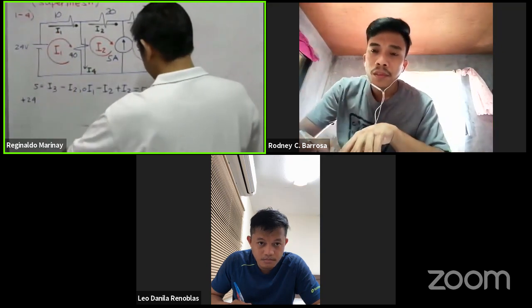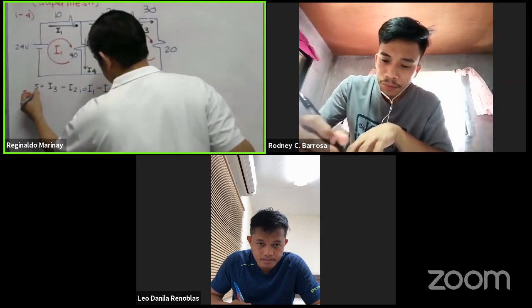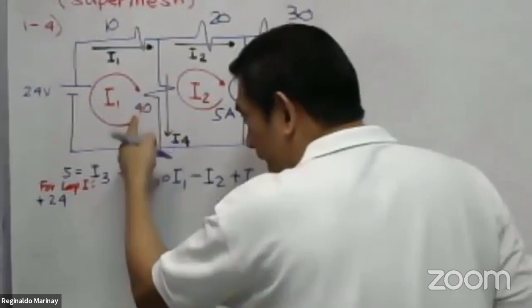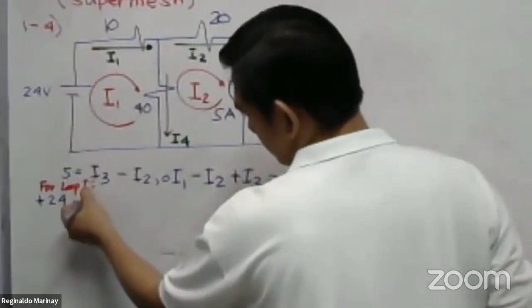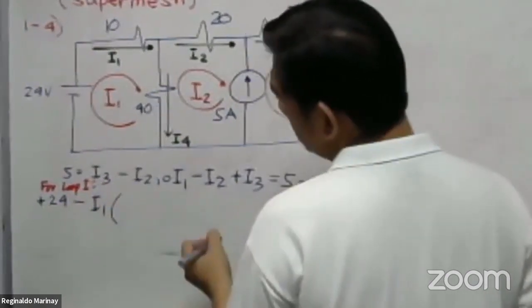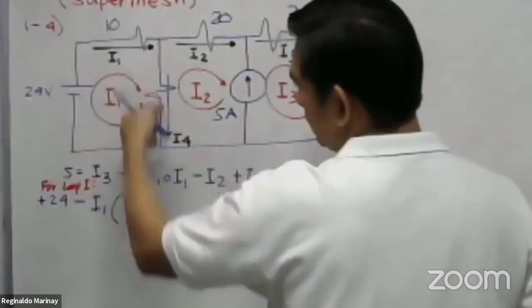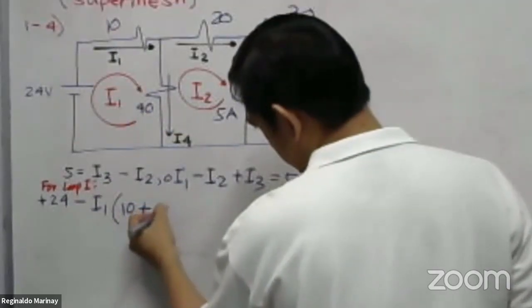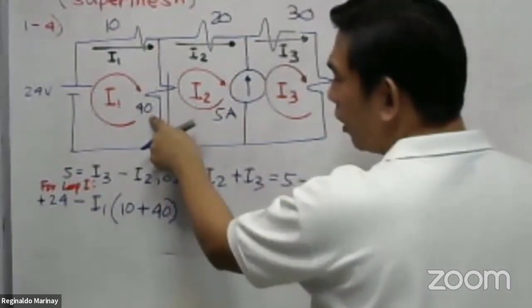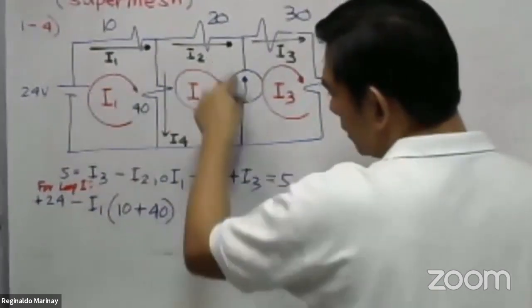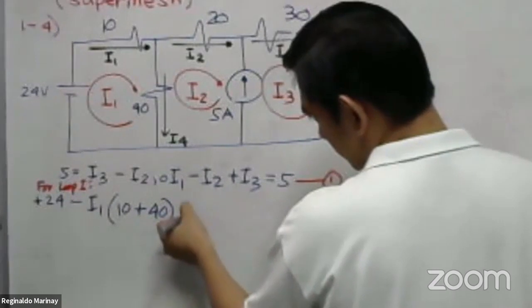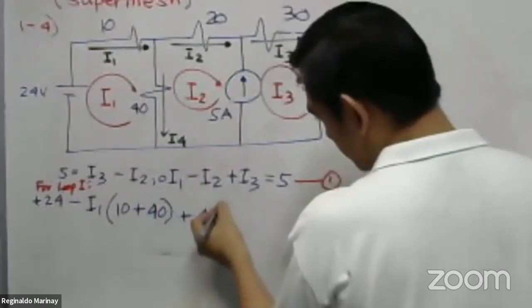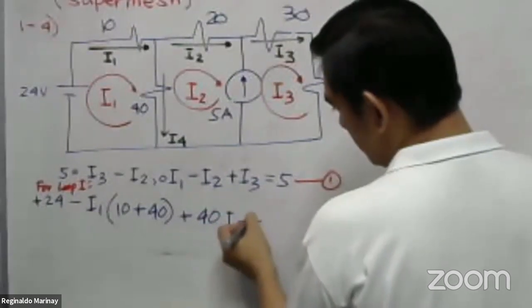So that is 24. We already derived this: make the circulating current automatically negative, so that is our I sub 1, then multiplied by the loop resistances. We have 40, that is our common resistor, common to both loop 1 and loop number 2. So we have to put plus 40, multiplied by the adjacent current, which is I sub 2. That is equal to 0.